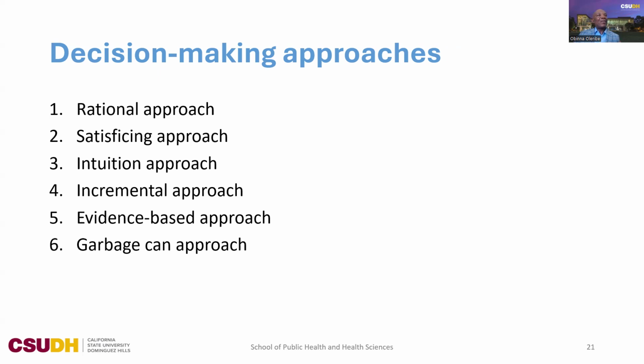But in the satisficing approach, rather than trying to get the whole optimal solution, this method says aim at something that is good enough to meet minimum criteria. It balances efficiency with practicality, especially when time or resources are highly limited. So you don't have all the information. You don't have enough money. So do what is good enough. That is satisficing.